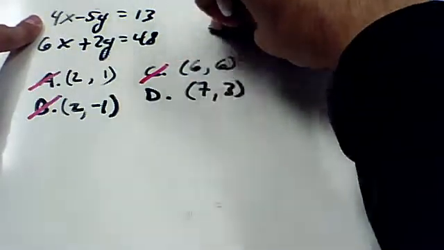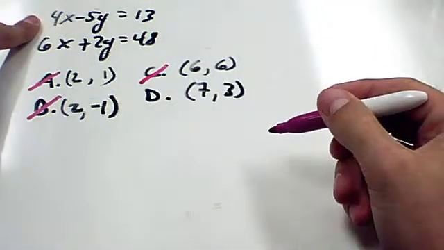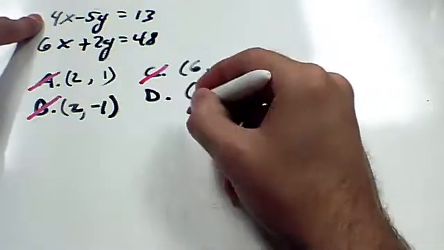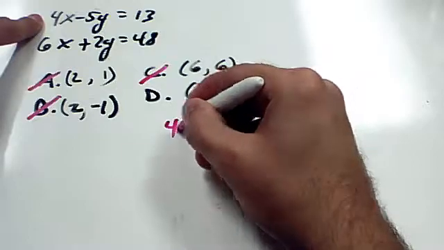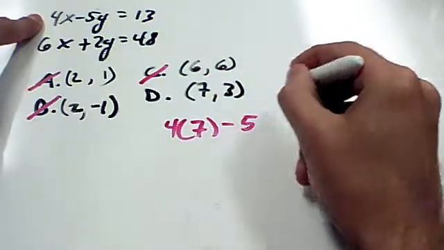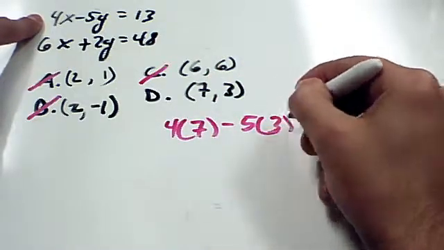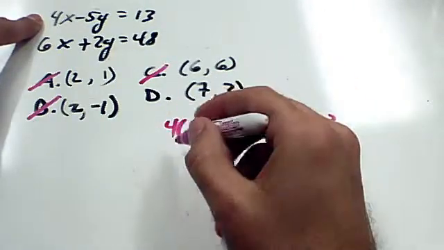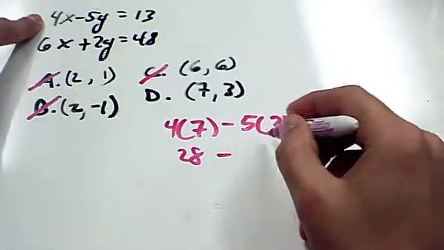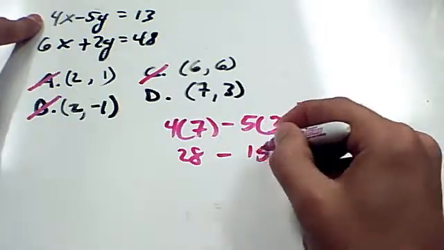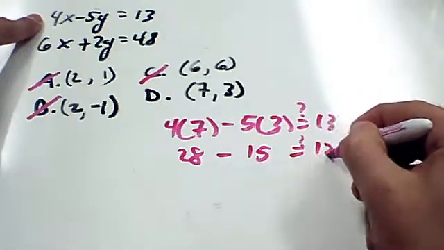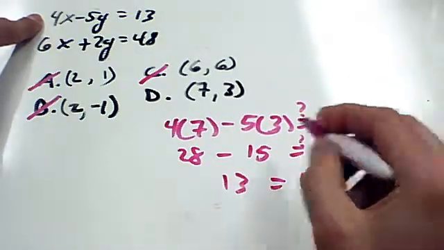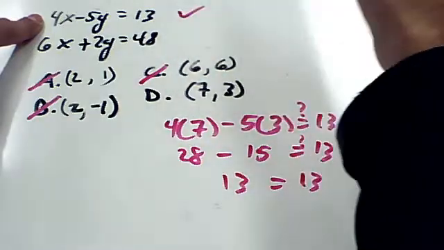So all we're left with is D, but let's just work through it just to make sure. I'm going to start with the top one again. So we'd have 4 times when x is 7 minus 5 times when y is 3. Does that equal 13? That's the question. Okay, so we have 4 times 7 is 28 minus 15. Does that equal 13? And you can plug that into the calculator, and we should get 13 is equal to 13. So we're good here.